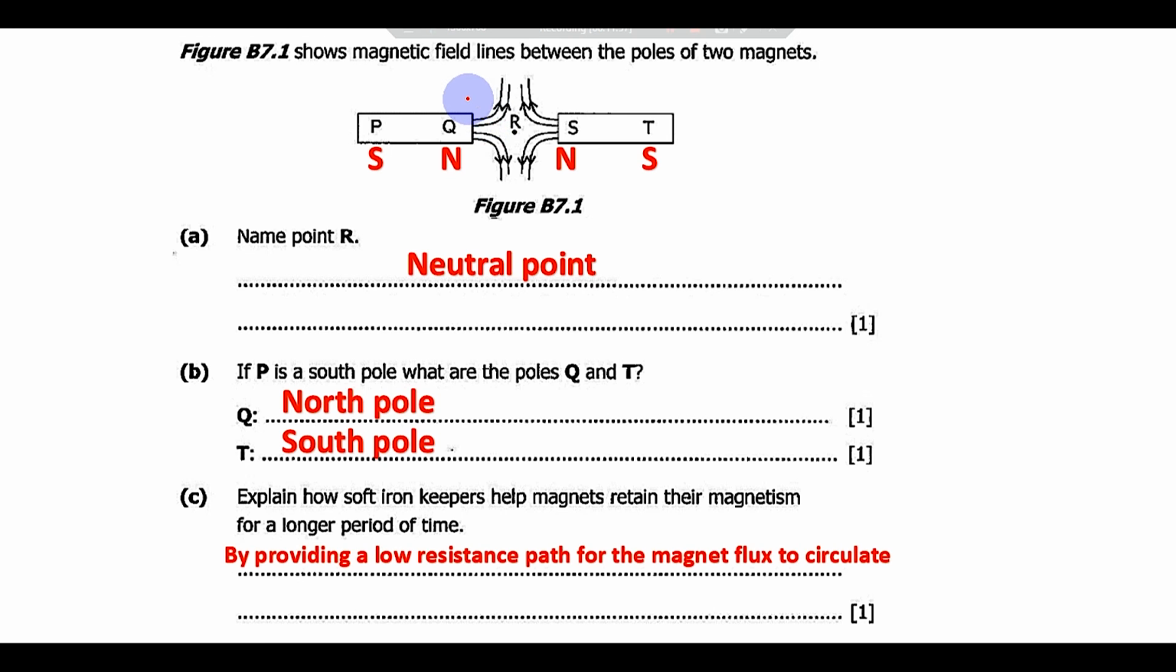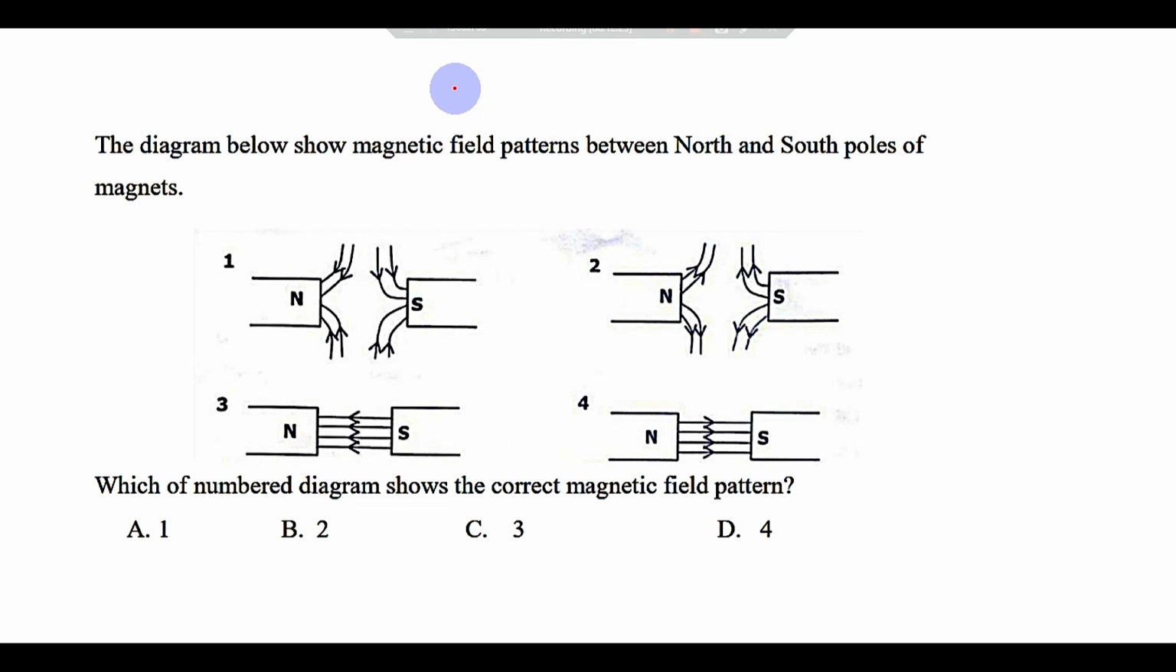How do they do that? By providing a low resistance path for the magnetic flux to circulate. Providing that low resistance means the field lines will not spread out that much to the environment. Hence, they are preventing the magnetic field from escaping into the environment. So that is how the iron keepers make these magnets retain their magnetism for a longer period of time.